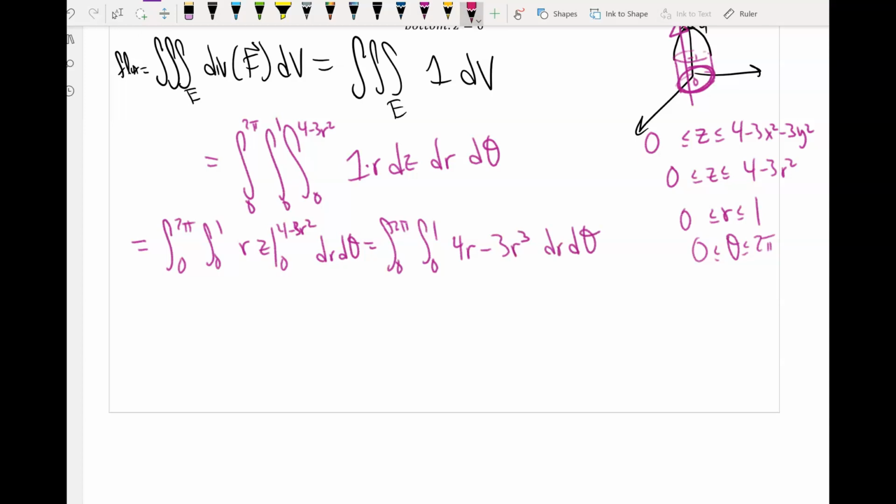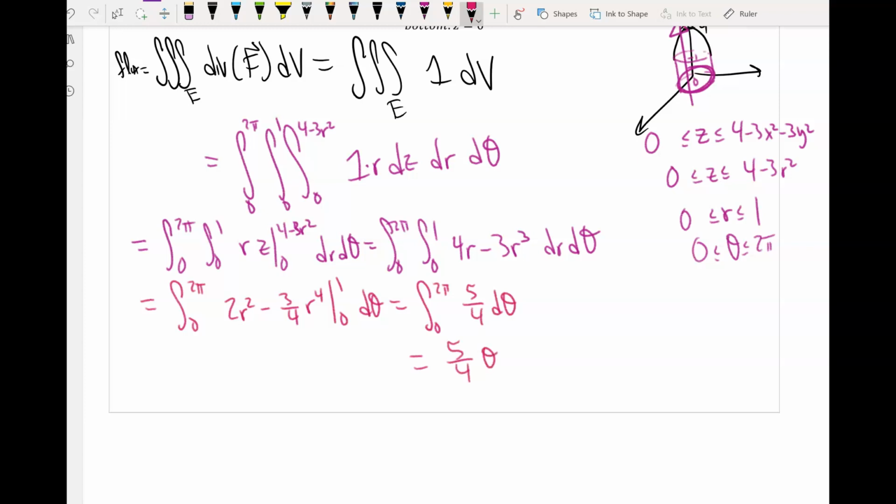We're going to take the antiderivative with respect to r now. It's going to be 2r squared minus 3/4 r to the 4th from 0 to 1, d theta. That should give me 5/4. So it's going to be 5/4 theta, which gives me 5/2 pi. Which is exactly the same thing as before, but with a lot less work.